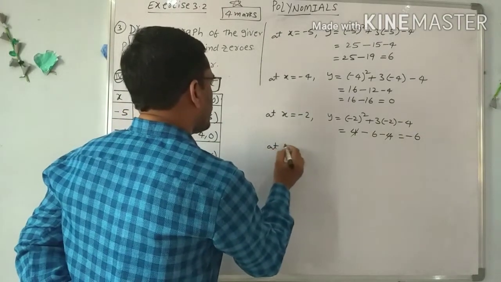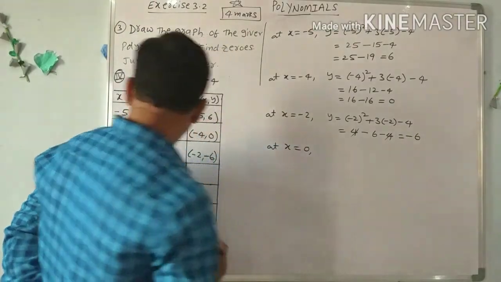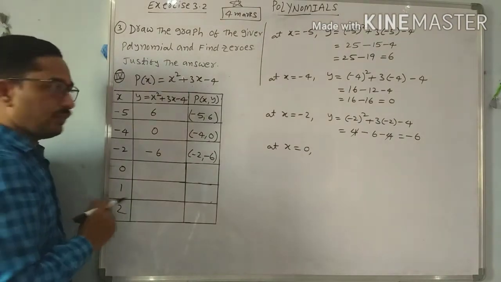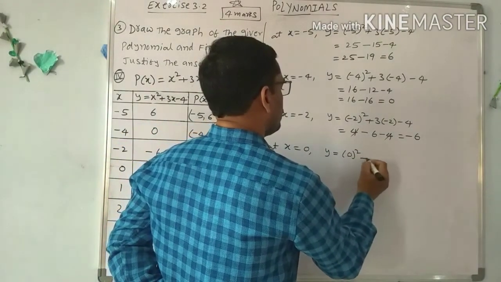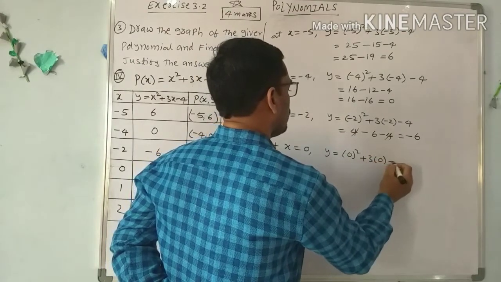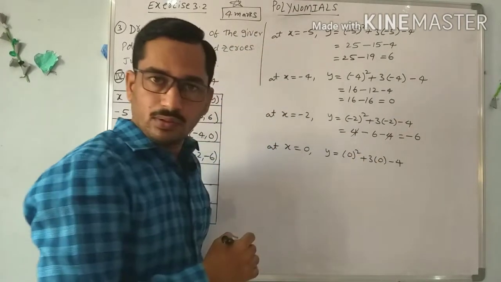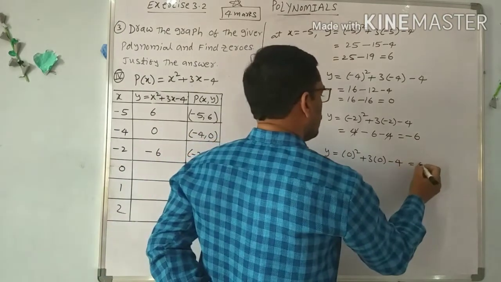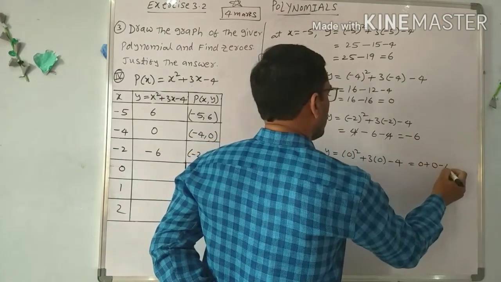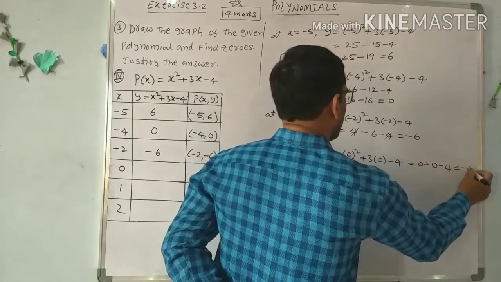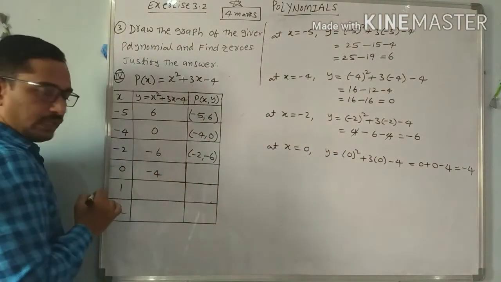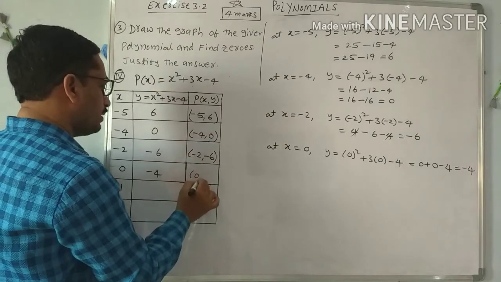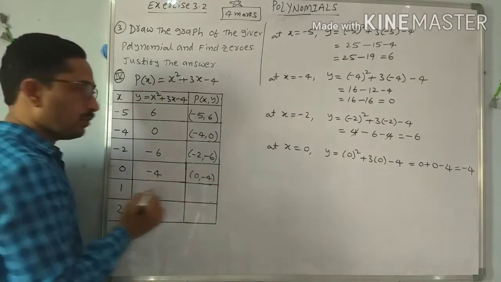Next at x equal to 0, find out y value. So y equal to 0² + 3 × 0 - 4. 0 square value 0, 3 × 0 is 0, minus 4. It gives answer -4. So at x equal to 0, y value -4. So coordinate (0, -4).